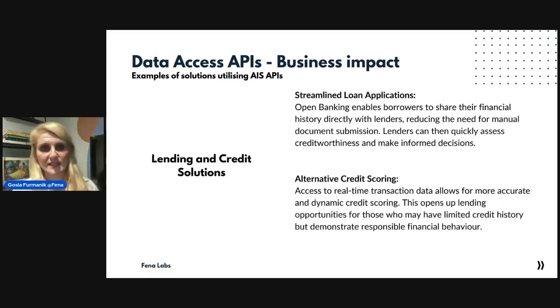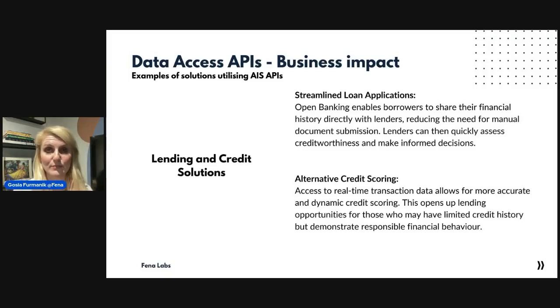Another interesting use case for utilizing data access APIs is lending and credit solutions. Again, we have two subcategories under this main category, namely streamlining loan application. Before open banking, really in the UK, you had to pull your bank statements, your payslips and other financial documents. And what you would normally do, you would send it to your lender via email, which is not the most secure way of sending your important financial documents, or you would send it to the broker and they would forward it to a lender. That has gone away a little bit now with open banking.